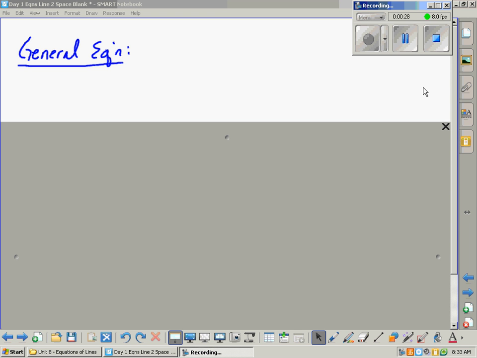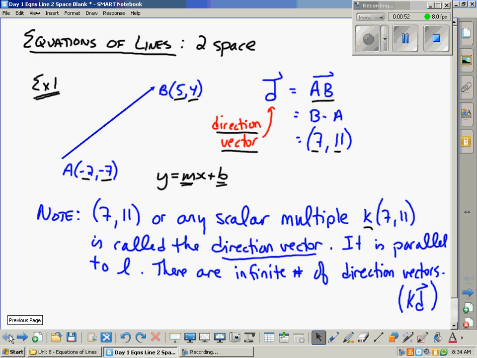Okay? So in grade 9, for y equals mx plus b, we needed two things. We needed a point and a slope. Well, the same thing still applies with this. For these ones, we're going to need a point, but instead of a slope, we're going to need a direction vector. So since we need a point and a direction vector, we'll use the last example. We'll use this one, and we'll find the equation of the line from here.